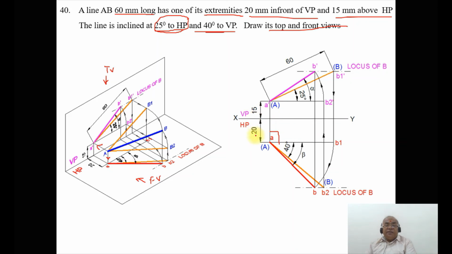You show 15, 20 and then 40 degrees, then 25. Then you take the true length of the line as 60 and you mark one angle as alpha and the other as beta. So this is how you will be able to analyze both in 3D and in the orthographic view, and also how to solve the problem using the sketchbook.